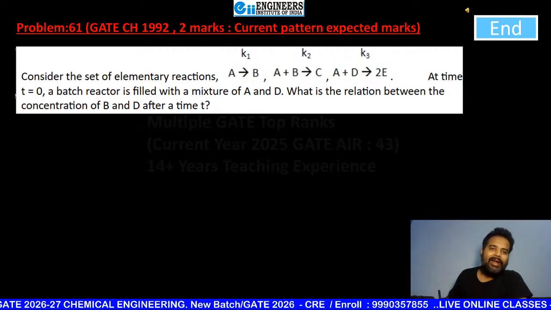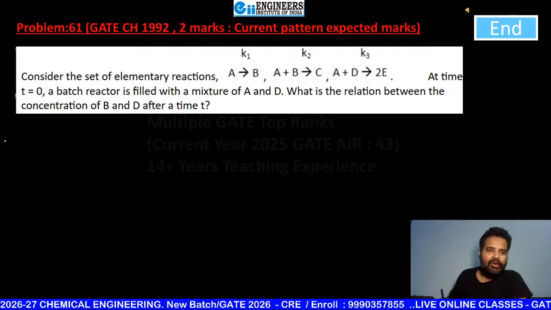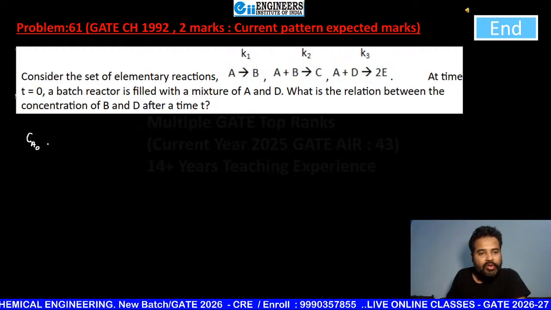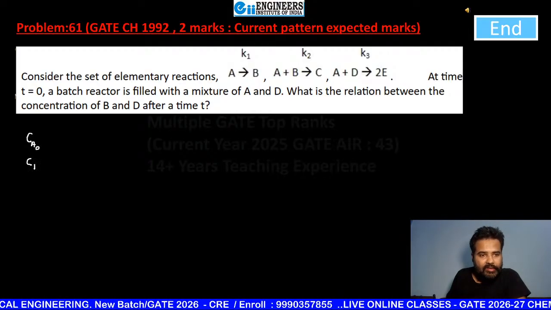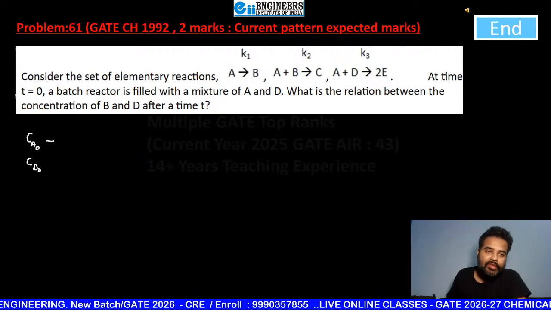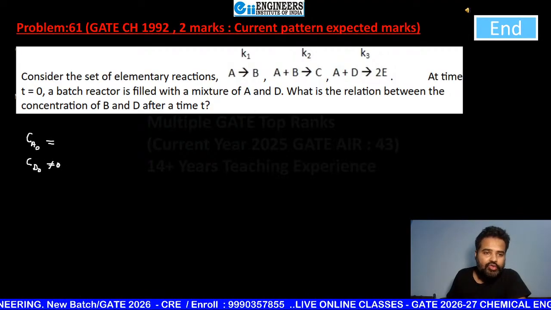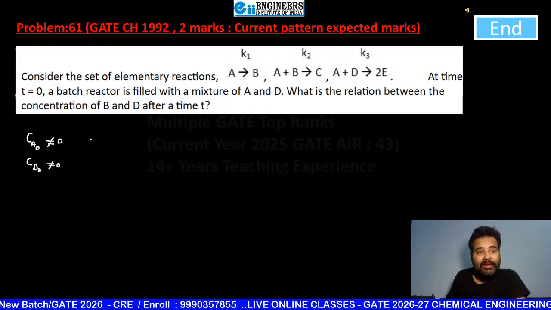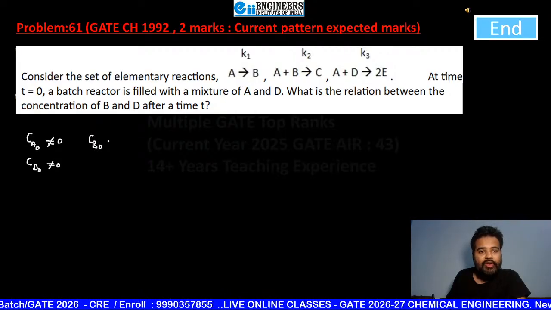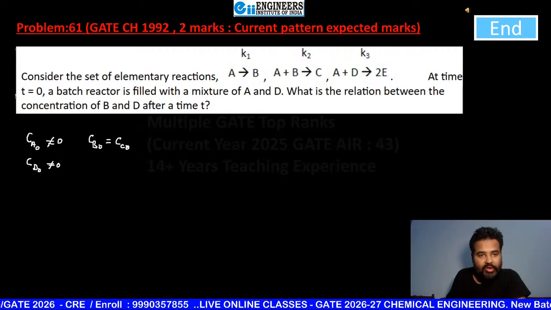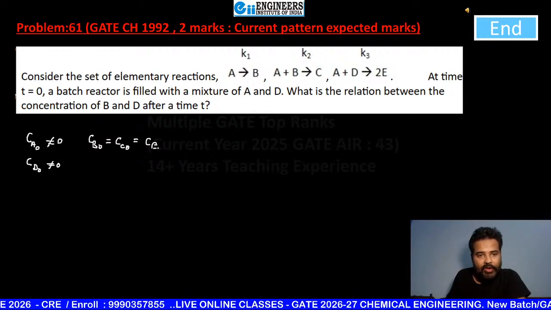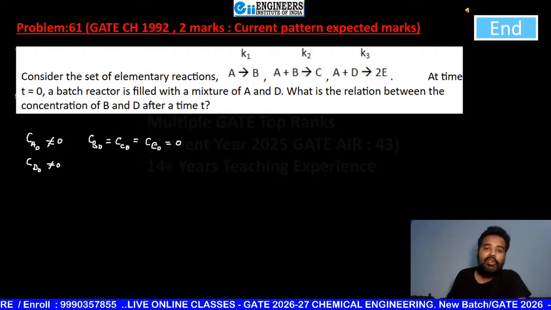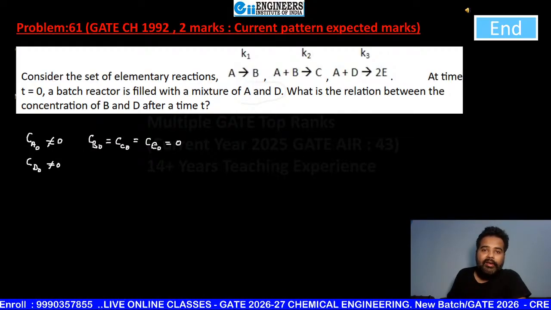At time t equals 0, a batch reactor is filled with a mixture of A and D. What does it mean? That means the initial concentration of Ca is Ca naught and Cd is Cd naught. And these two are clearly not equal to 0 because you are feeding them. But if you are feeding only A and D, that means Cb naught, Cc naught, and Ce naught, if required, are clearly 0, because you are feeding only a mixture of A and D.